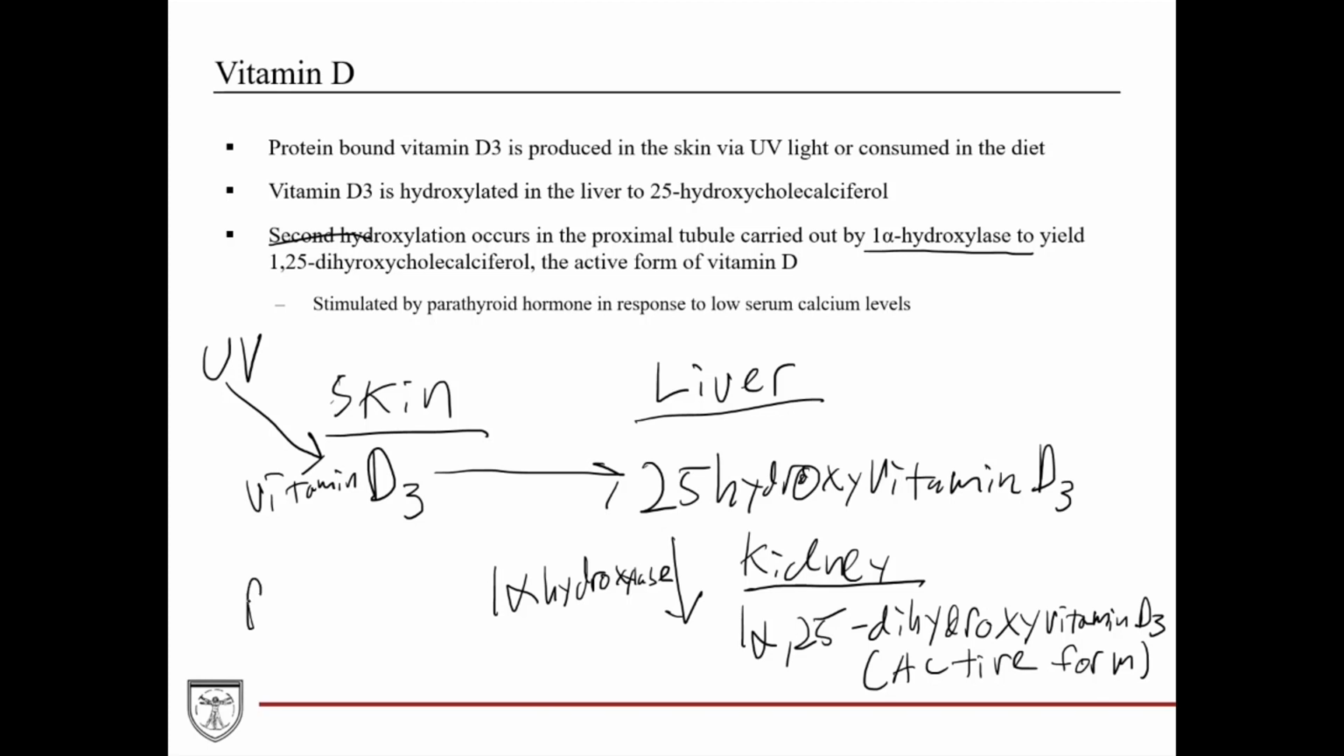And what's interesting is parathyroid hormone, in response to low calcium, will stimulate this enzyme. And so it stimulates this enzyme to give you more vitamin D3, because one of the main functions of vitamin D3 is to increase calcium reabsorption in the kidney and calcium absorption in the small intestines as well.